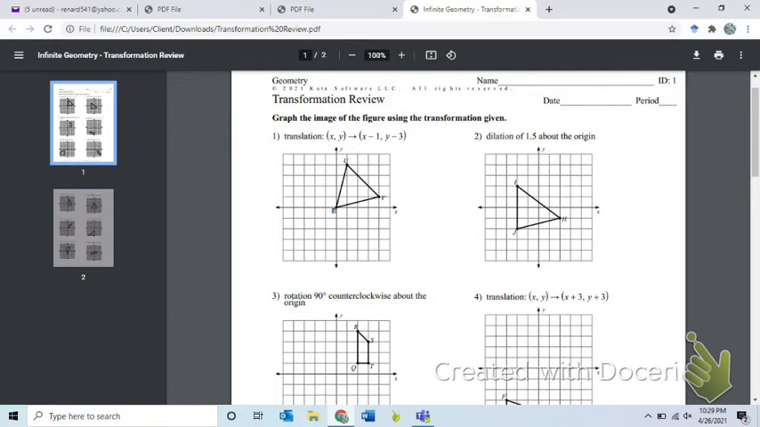So I'm not going to do all of them, but I'm going to do a lot of them and go through and kind of touch base on the major things that we're doing. Keep in mind that transformations are a way of moving a figure around. We have rigid and non-rigid transformations. The rigid transformations we went over were translations or slides. We also had rotations and reflections. The only non-rigid one we did were dilations.